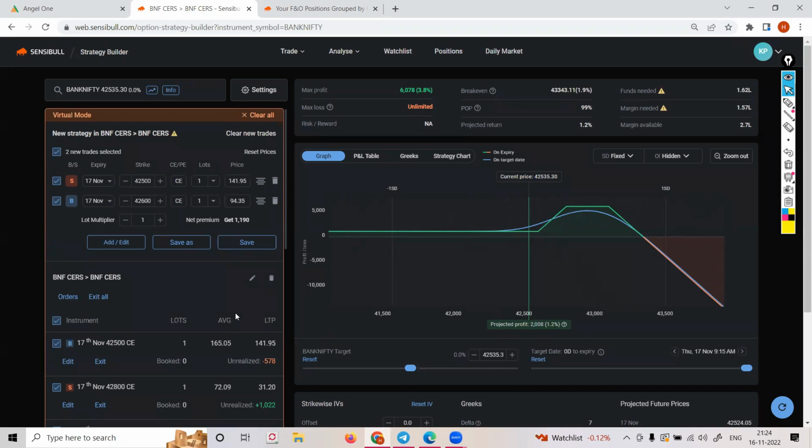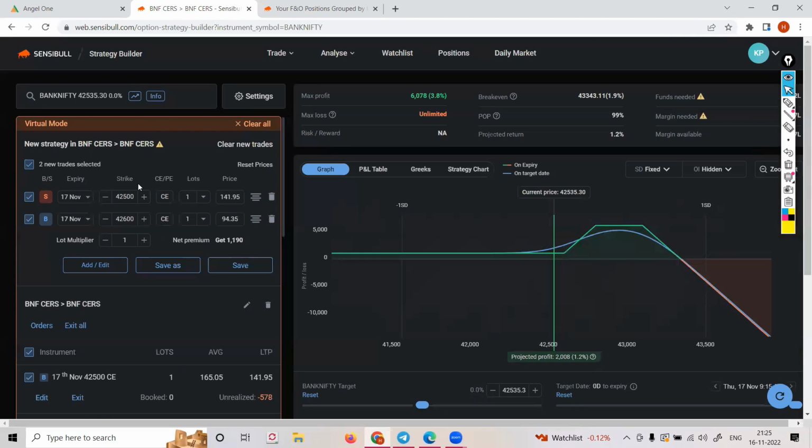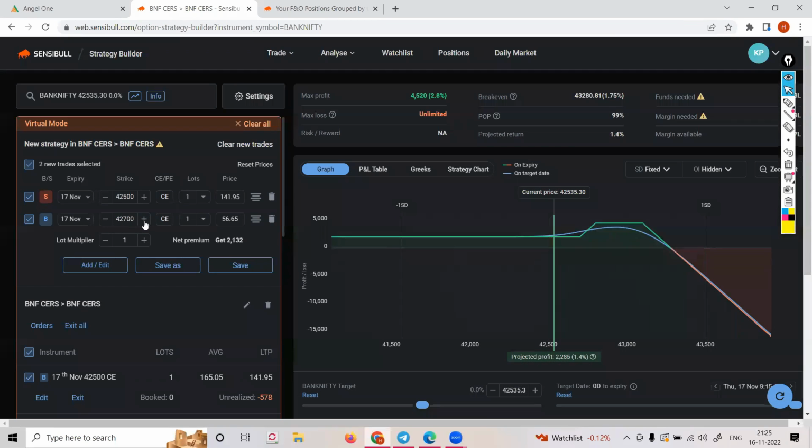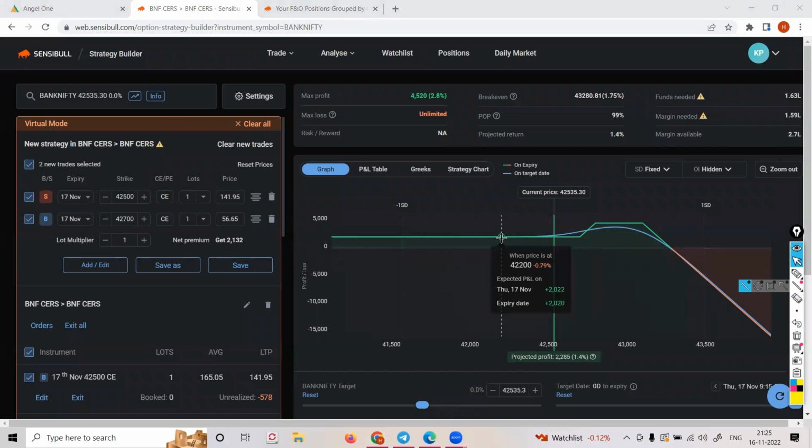Okay, now what if, let me zoom this to 100%. What if I roll up by 200 strike? 42,000 I've exited, I'll roll up to 42,700. I'm just hovering my mouse so that you'll not get confused. What if I roll it to 42,700? This is how your trade will become simple. Now, what is 2,000 profit on a capital of 1,60,000?